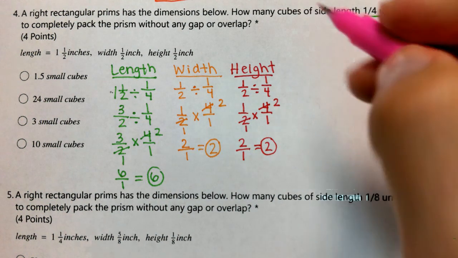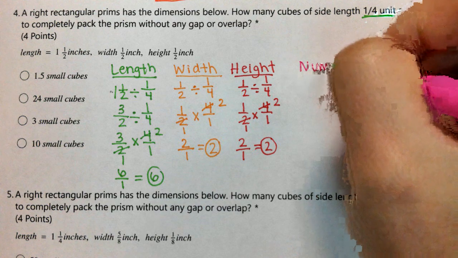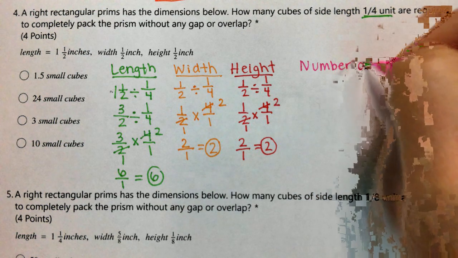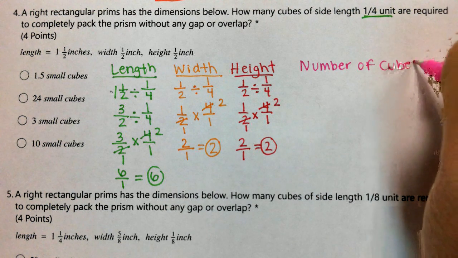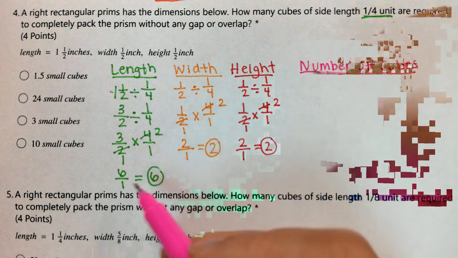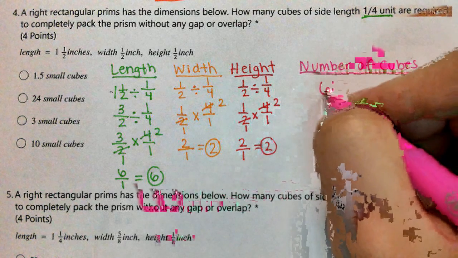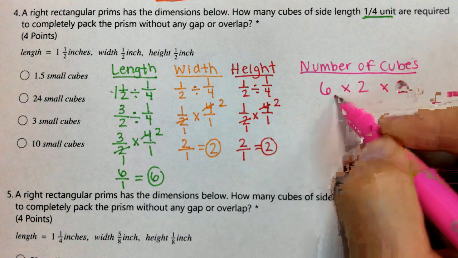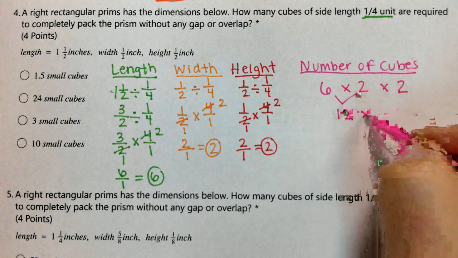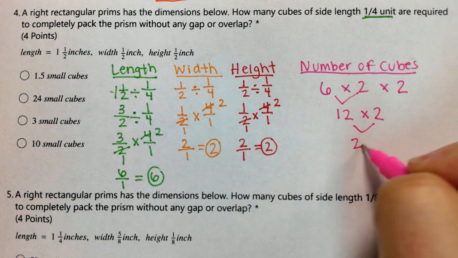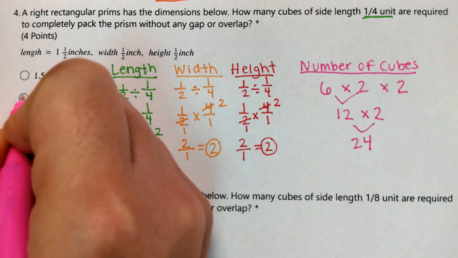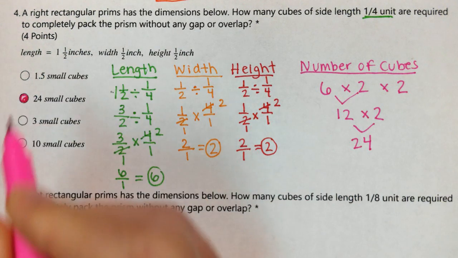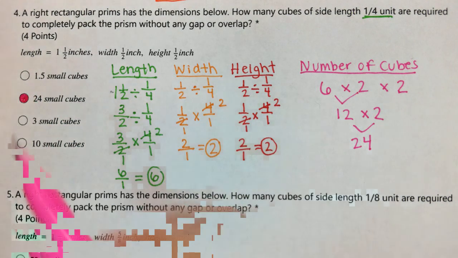Now, to get the number of cubes, I just need to multiply these 3 numbers together. So I'm going to do 6 times 2 times 2. So 6 times 2 is 12, and then 12 times 2 is 24. So that means I need 24 of these small cubes.